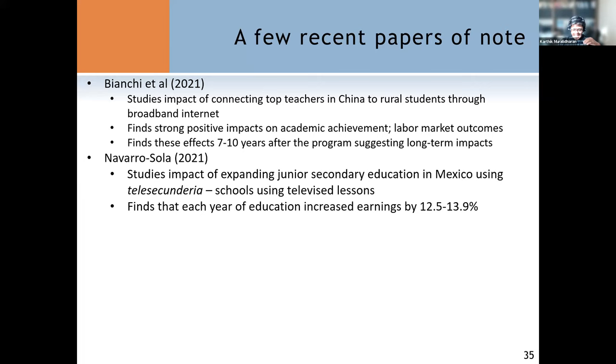It's a bad use of that teacher's time, because if this is such a good teacher, you want to expose that teacher to as many kids as possible. And the teacher also doesn't want to be there, so even if you post them, you're going to have other challenges. So this way they're getting top teachers, connecting them through the broadband to rural students. And they find very strong positive impacts over time on both academic achievement and labor market outcomes. They find these effects 7 to 10 years after the program, suggesting long-term impacts.